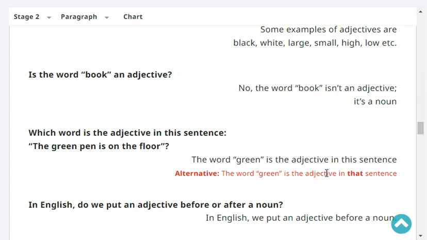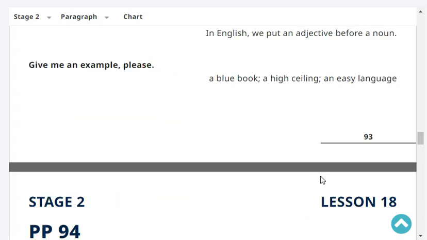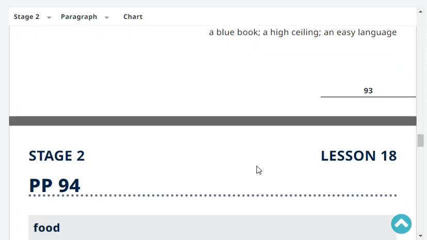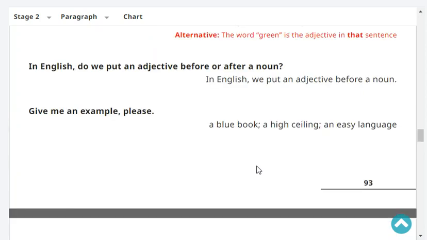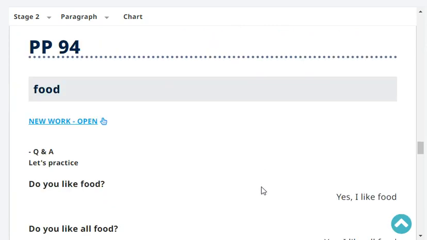In English, do we put an adjective before or after a noun? In English, we put an adjective before a noun. Very good. Give me an example, please. A blue book, a high ceiling, an easy language, a yellow pen, European. Very good.